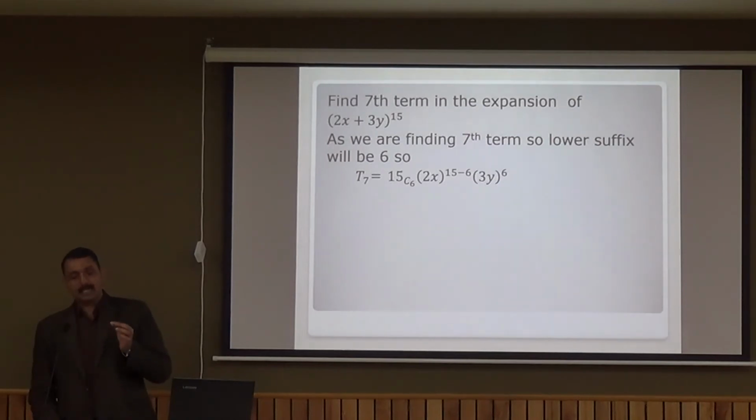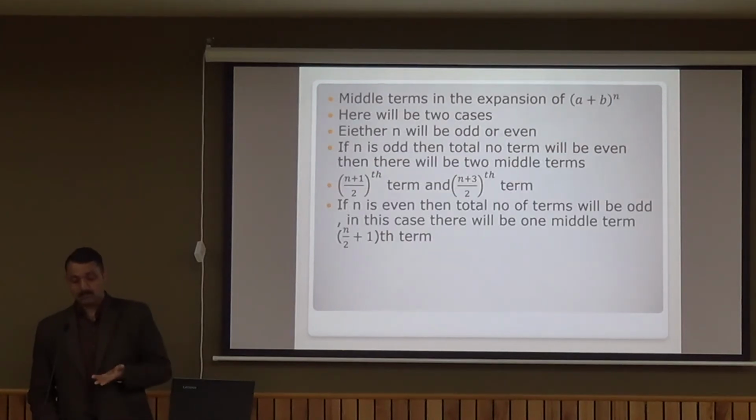As an example, suppose we have to find the 7th term in the expansion of (2x+3y) raised to power 15. As we are finding the 7th term, the lower suffix will be 6. So T7 will be 15C6. As we know the binomial coefficient, we know everything: 15C6, then (2x) raised to power 15 minus 6 and (3y) raised to power 6. Now, he can ask you to find the middle term.